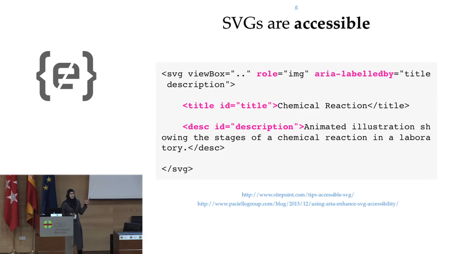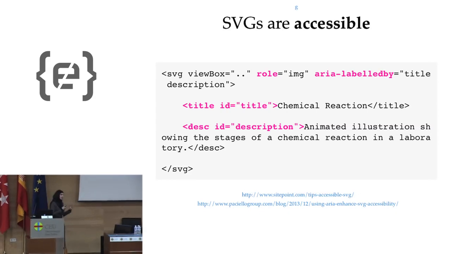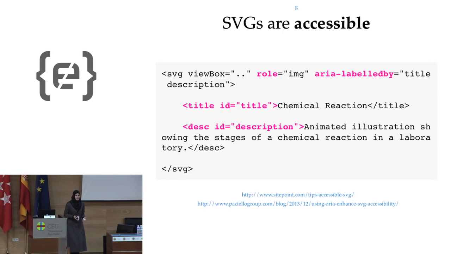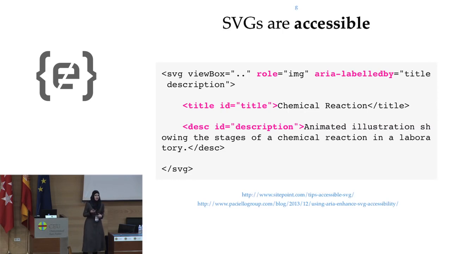So the SVG specification defines two elements, title and desc. Again, as I said, SVG elements are conveniently named. They are easily readable even if you don't know what they are. Just by reading them, you get to know. The title and description elements allow you to provide a text alternative for screen readers, which is how you make it accessible. But these two elements are not interpreted and read by all browsers and screen readers the same way.